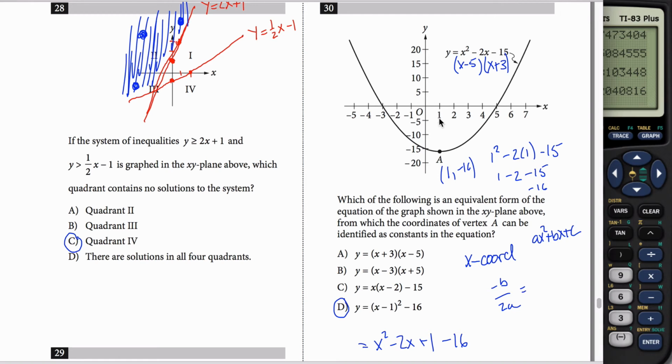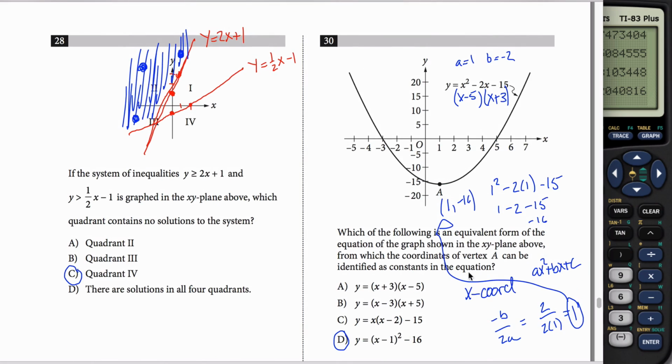In this case, I didn't have to find the x-coordinate of the vertex because I had a picture of it right here. It's clearly at 1. But if you didn't have this picture, you could have said, okay, a is equal to 1 and b is equal to negative 2. And so negative negative 2 is positive 2. Divided by 2 times 1, that gives me 1, which in fact was the x-coordinate of the vertex. All right, I'll end that here.